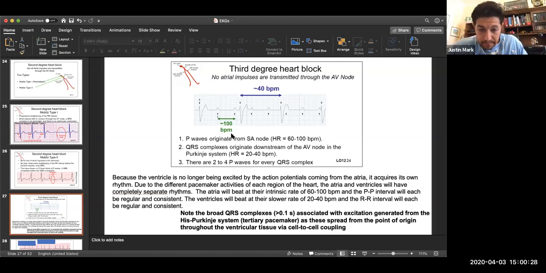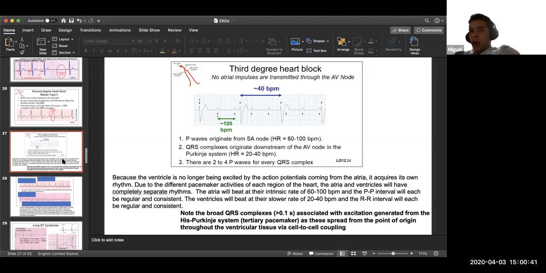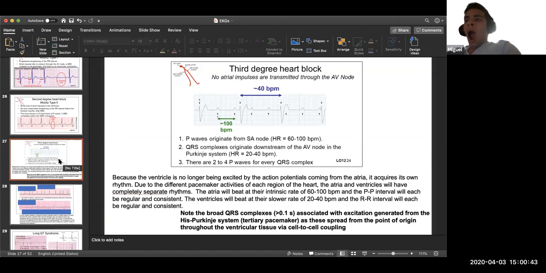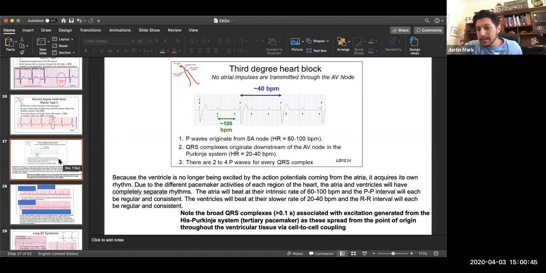Yeah, that sounds good. I have the text here. I'm not going to read through it because it's basically what I just said. But Todd, as you just pointed out, this bottom line here is important: 2 to 4 P waves for every QRS complex. That just furthers your point. All right. I wish I could explain that a little bit better, but it's just going to take some practice in recognizing them.